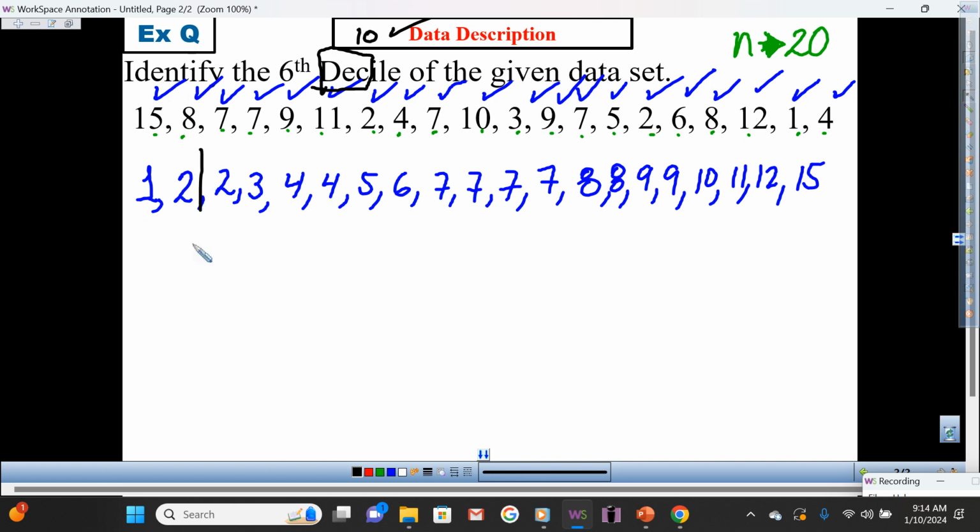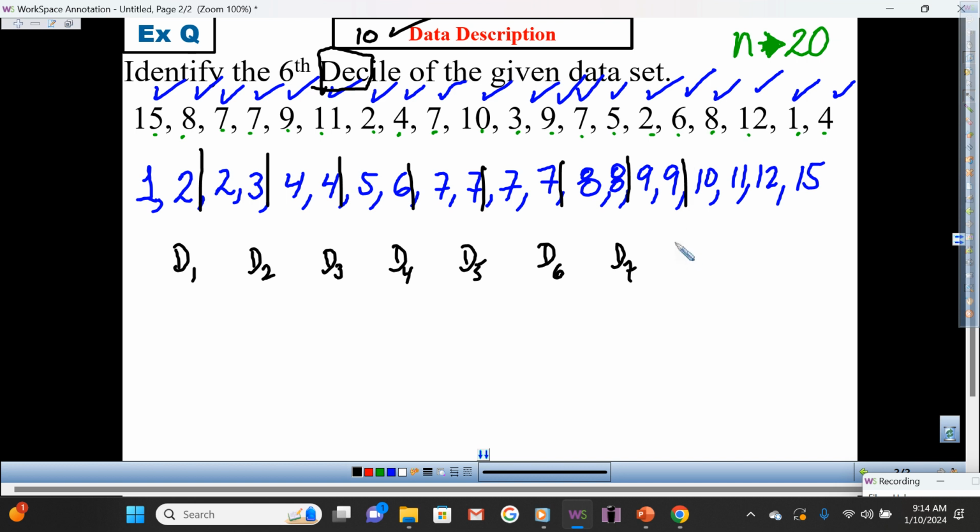So every two become what? Decile 1, decile 2, decile 3, decile 4, decile 5, decile 6, decile 7, decile 8, decile 9, and decile 10. And it's obvious because there's 20 of them, so if we divide the whole data into 10 sections, that means every two numbers shall be a decile. So far so good, yes?